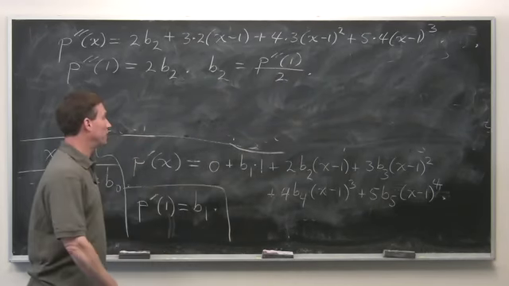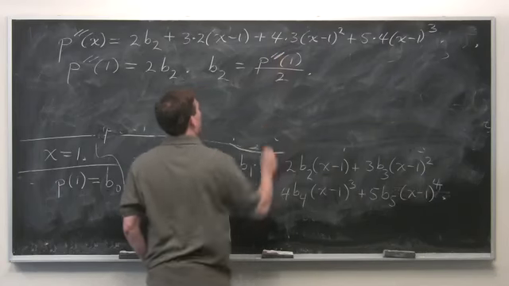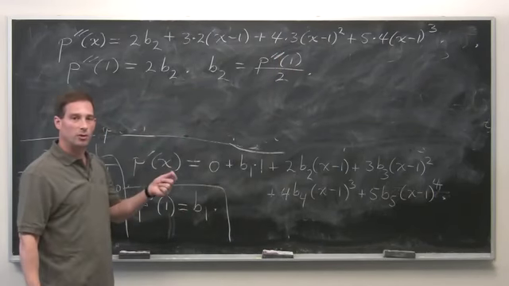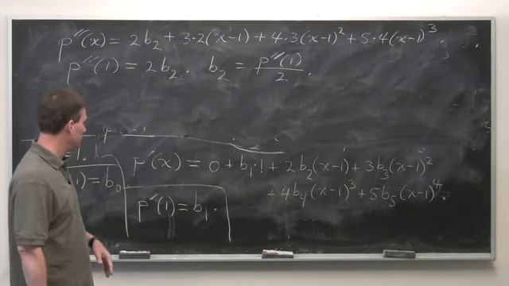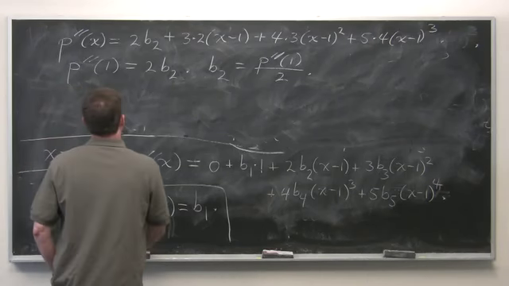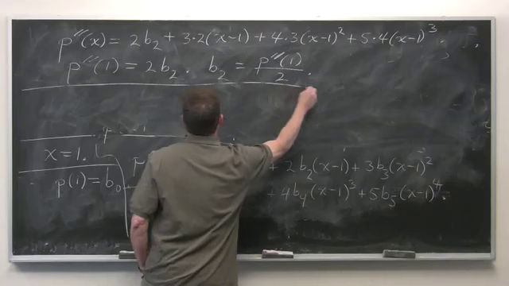Right? So it's not just p double prime of 1. It's p double prime of 1 divided by 2. These didn't have divided by 2. What's going on? I think one more derivative will probably give it away.